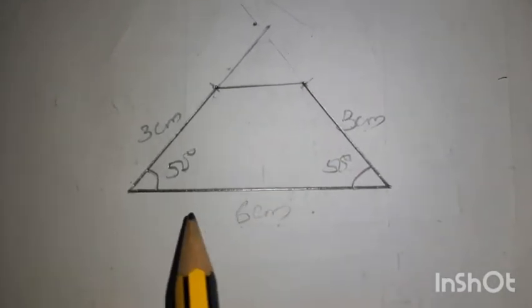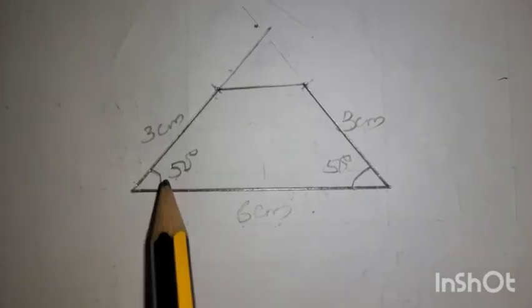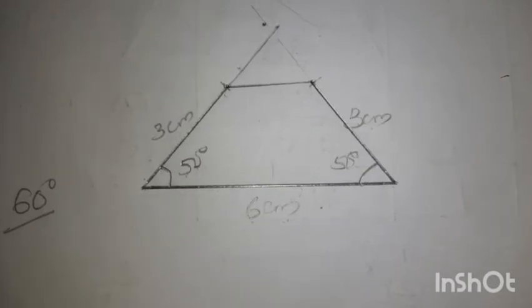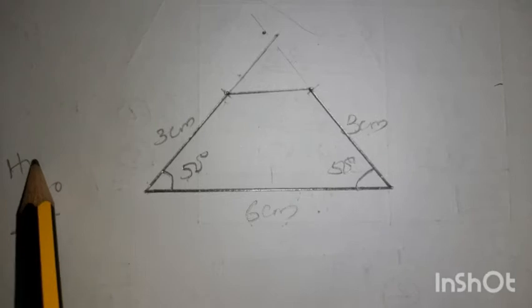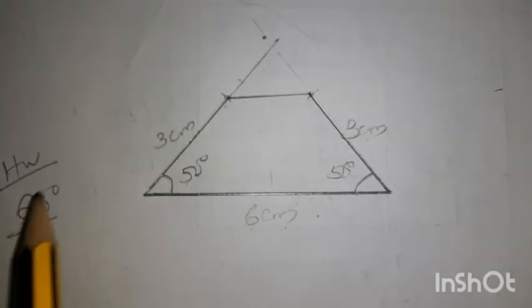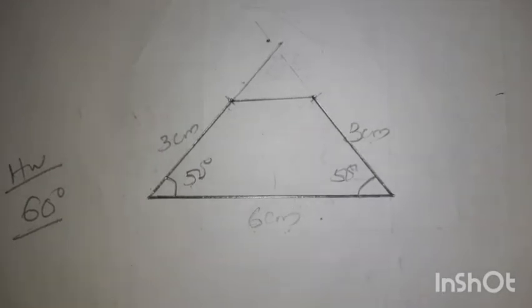So with the same measurement, instead of angle 50, take angle 60 degree and draw a trapezium, so that you make it as a homework. Okay, adjacent sides 6 centimeter and 3 centimeter, and the angle between them is 60 degree. Draw an isosceles trapezium.